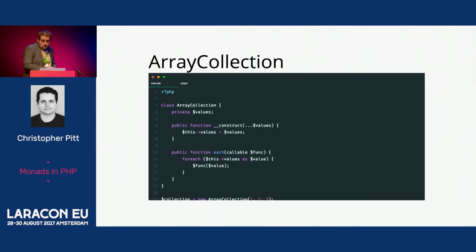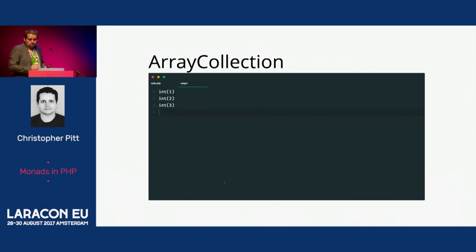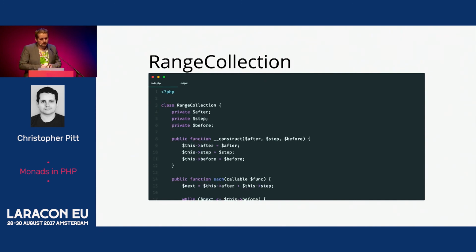We could make an array collection, taking in a list of arguments using this spread or rest syntax, and assign that to a property. And then our each function can step over each value and run the callable against them. So we can create a new array collection with 1 and 2 and 3 and 4 and 5, and we can run the each function on them. And when we execute this code, we should see 1 and 2 and 3. That's a simple implementation of collection in the simple way that I've defined collection.